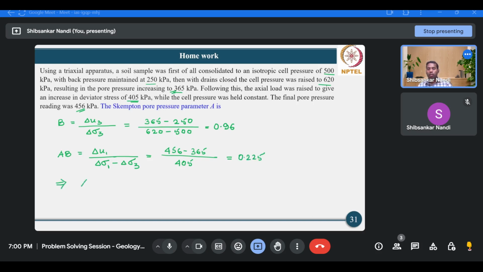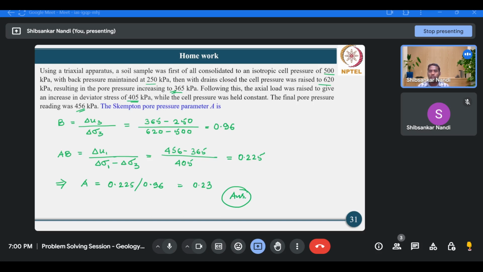Therefore A, so this will be 0.225 divided by 0.96, which is 0.23. So it was a very simple problem. Just you have to know the definition of this Skempton pore pressure parameters A and B.